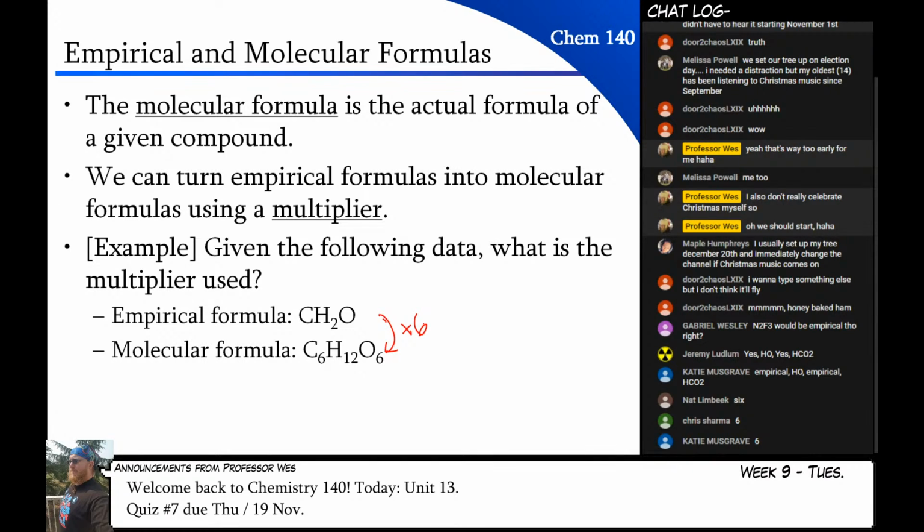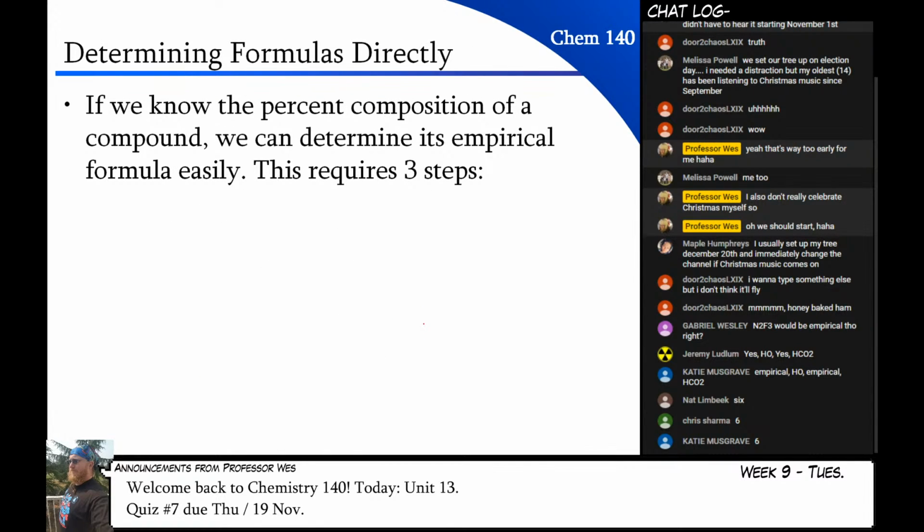So this is just the process backwards. Now, if you want to find the formula of something, it's easy to find its empirical formula. Finding the molecular formula is a little more difficult, and we're going to do that in the next section by doing this process and adding a step to it.